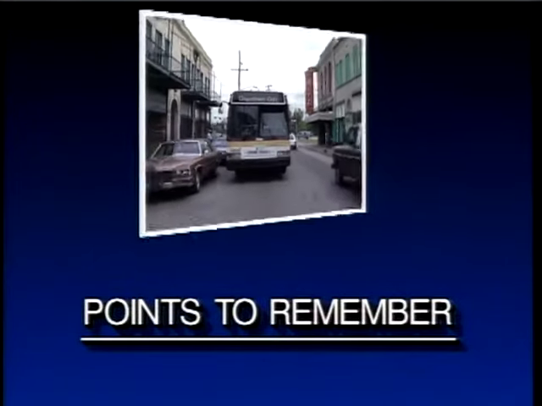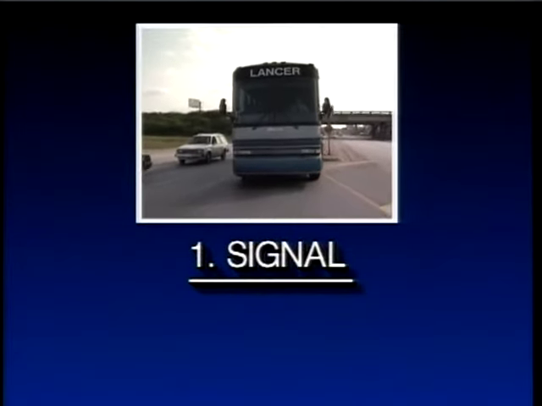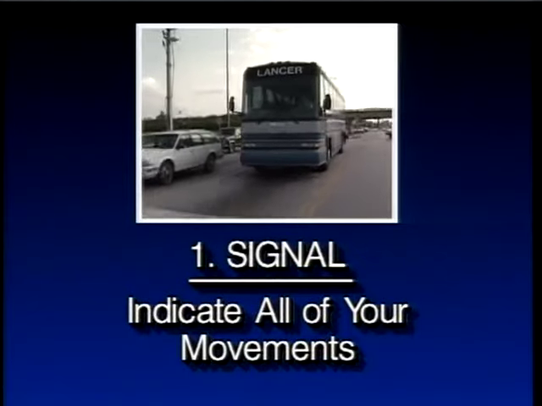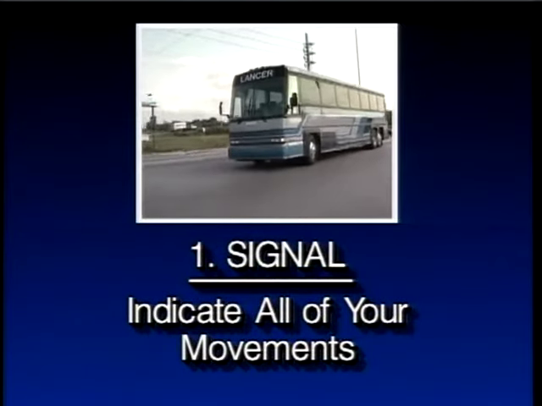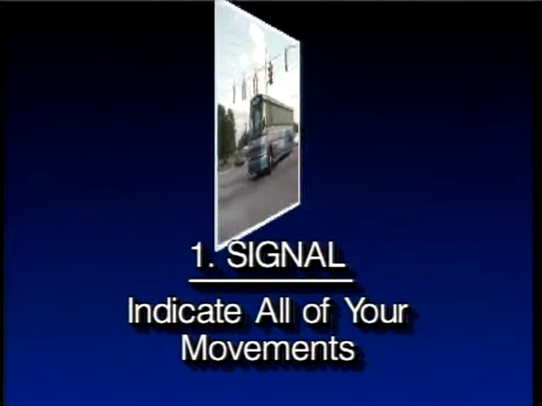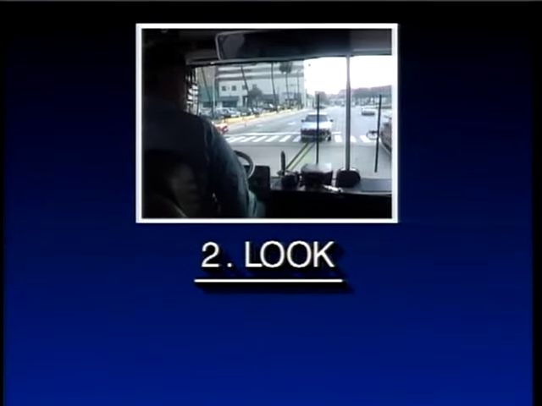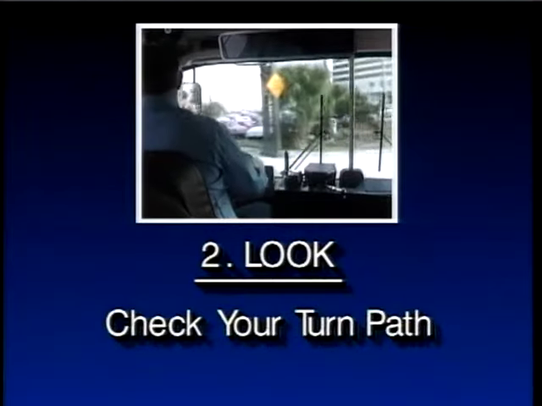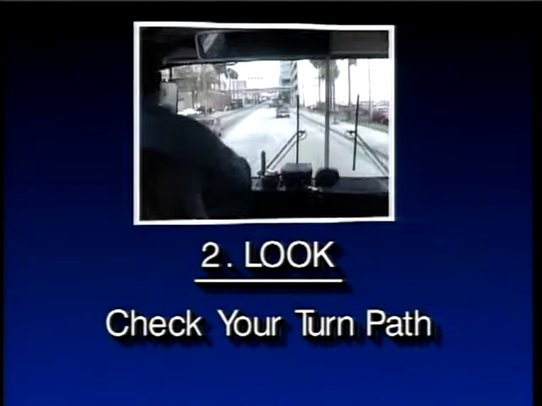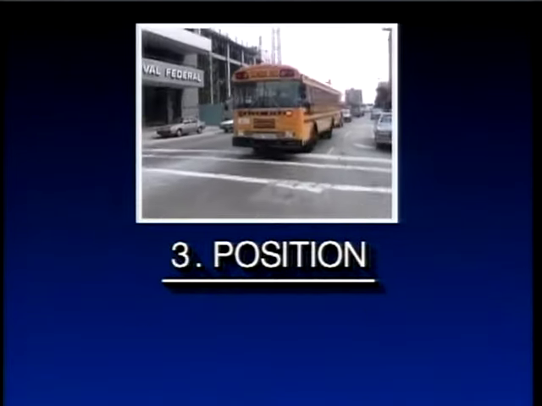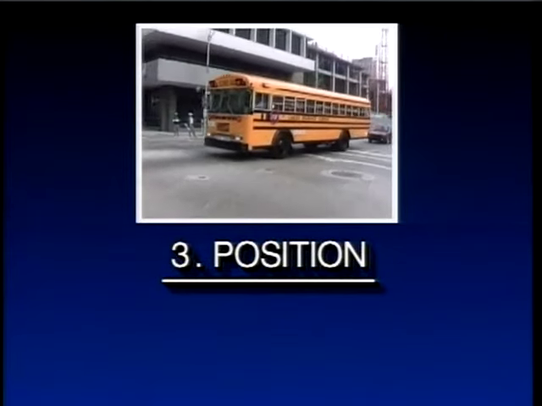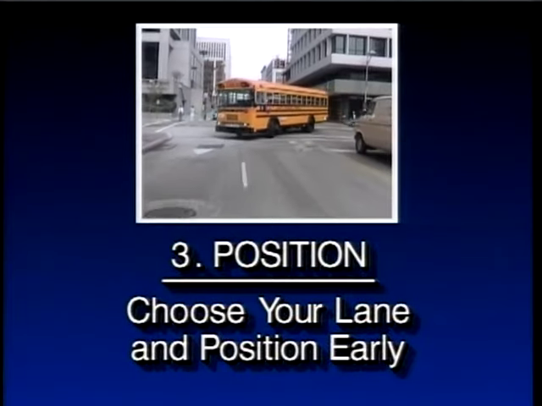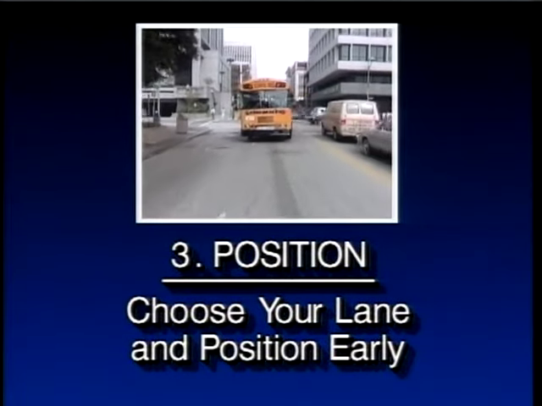Points to remember. First, communicate your intentions by signaling. You must signal to let others know what you are planning to do. Next, you must look properly, not just all around you, but also knowing what hazards can arise and where they are most likely to appear. Third, positioning. Get the bus in the proper lane, do it early, and pull far enough forward so there won't be a problem with the tracking of the rear wheels.